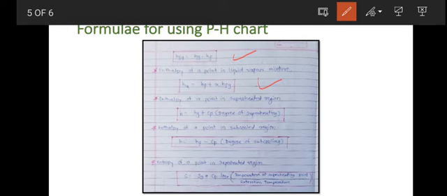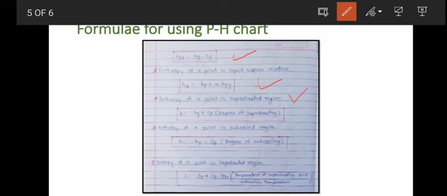Now, the enthalpy at a point in the superheated region. Suppose the point is in the superheated region, then we find the enthalpy using the formula h is equal to hg plus Cp times the degree of superheat. Here hg is the corresponding enthalpy at the saturated vapor point, Cp is the specific heat of the refrigerant, and the degree of superheat is the temperature difference. By using that temperature difference, we are increasing the temperature of this vapor.